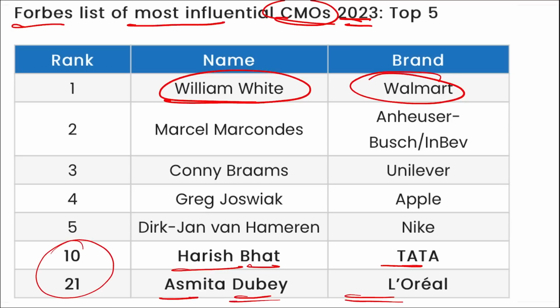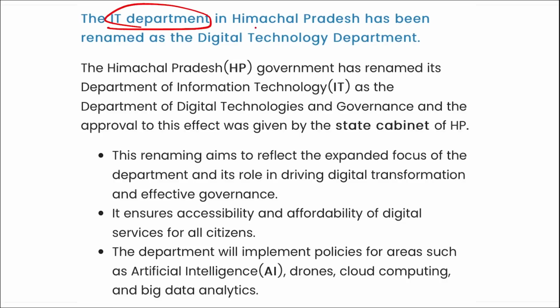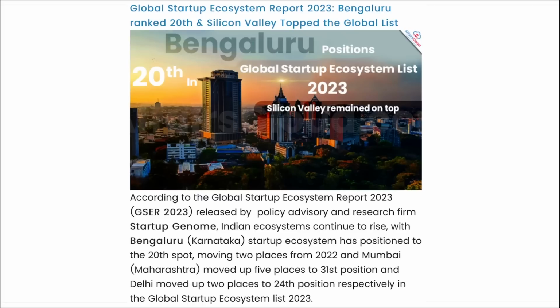21st positions respectively. Then ONDC and the Kerala government have signed an agreement for better market access to PSU products. The IT department in Himachal Pradesh has been renamed the Digital Technology Department. Then the Global Startup Ecosystem report was released, and Bangalore was in the 20th position while Silicon Valley topped the global list.